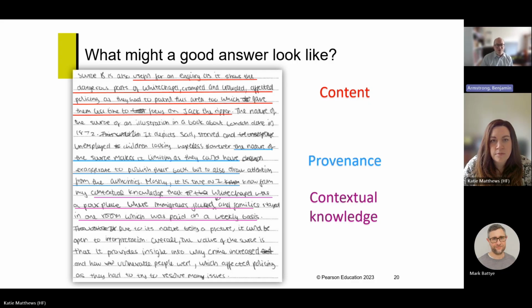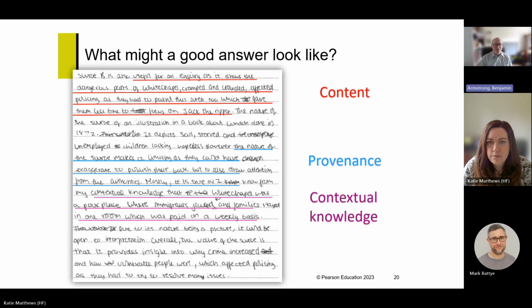Then in blue, they've used the provenance. It says, however, the nature of the source makes it limiting, as they could have exaggerated to publish their book, but also to draw attention from the authorities. So they've selected one detail, which in this case is really what they might have been trying to achieve because of the nature of their book and their purpose. They're trying to possibly exaggerate a message because they want the authorities to pay attention to something the author's worried about. So they're linking the provenance to the usefulness.